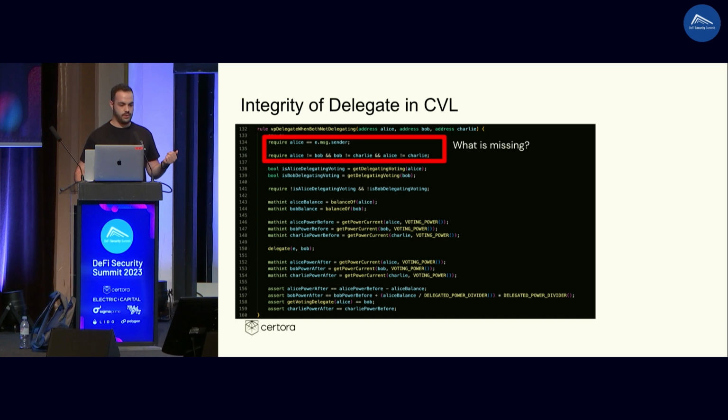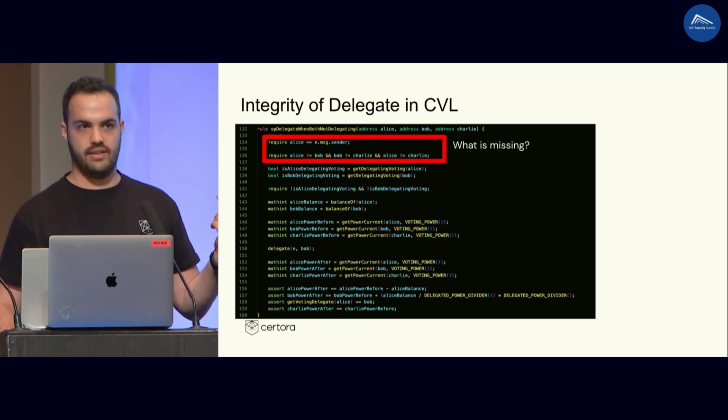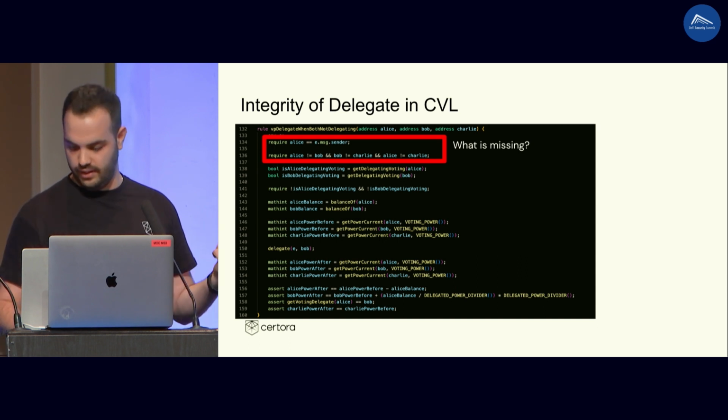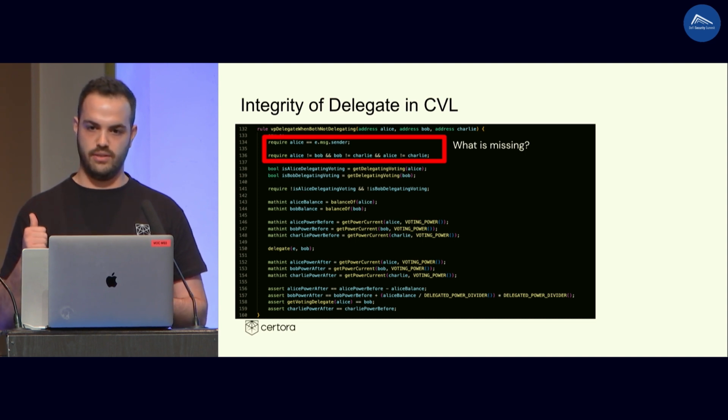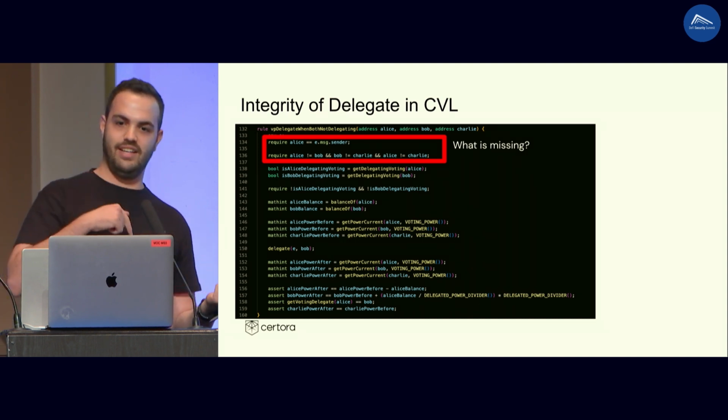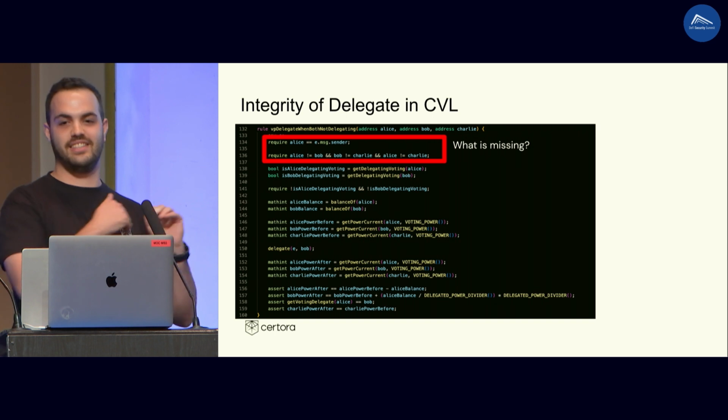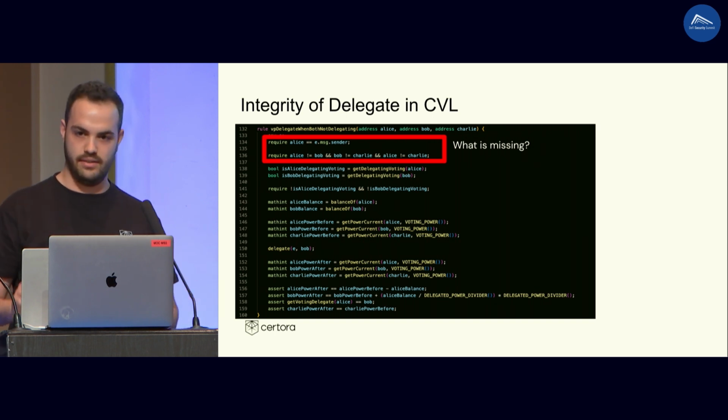Because if Alice was the 0 address, then technically it doesn't break. This example can't happen because we know that Alice, Bob, and Charlie are not the same. So if Bob needs to be 0 to break the code, then we already required that if Bob is 0, then Alice is for sure not 0, and also Charlie.